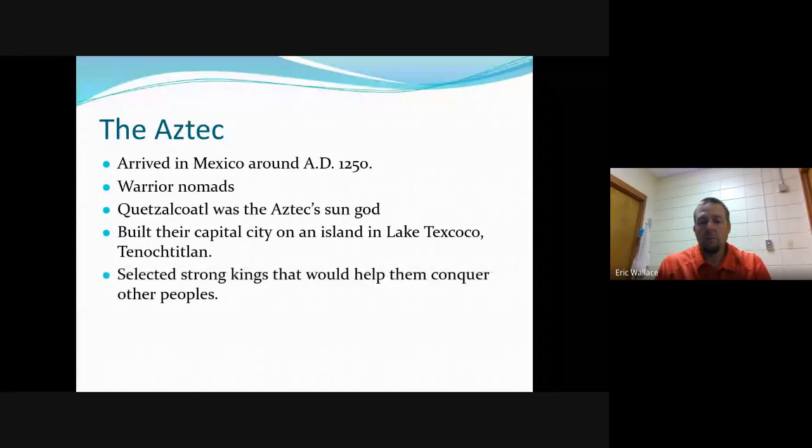They selected very strong kings, again, that could help them go out and conquer other people. The Aztec were not known for being very pleasant people. Do what they wanted you to do. You were either killed or you were offered as a human sacrifice.